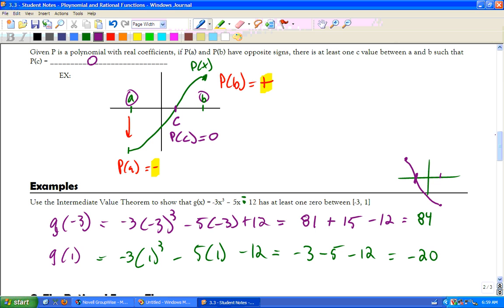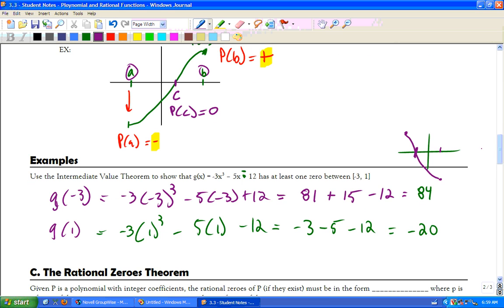So show that there's at least one 0 between these two values. It's guaranteed because we have a sign change. That's it. That's all we have to do. It's not asking for what the 0 is. It's just saying show that there is one using the intermediate value theorem.